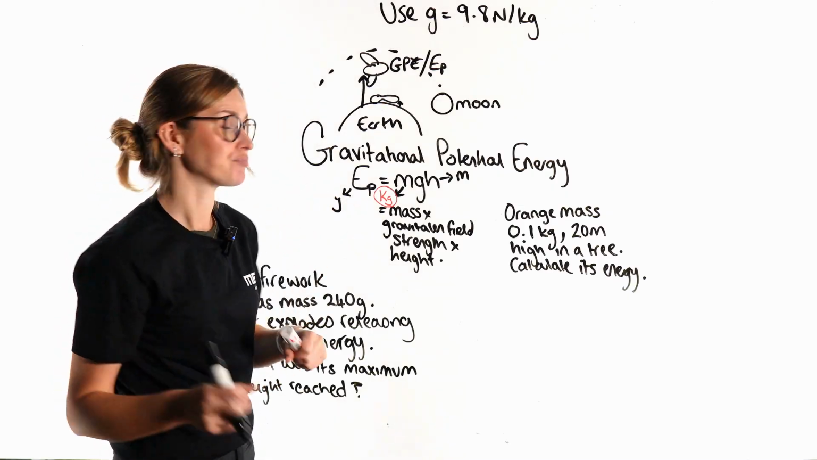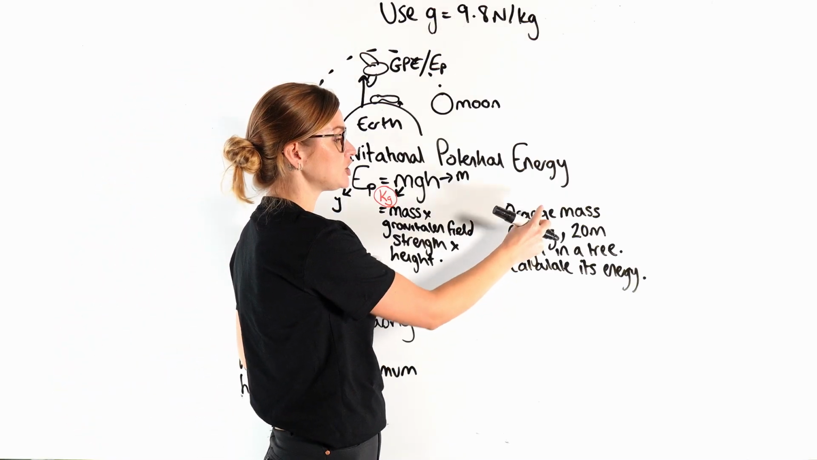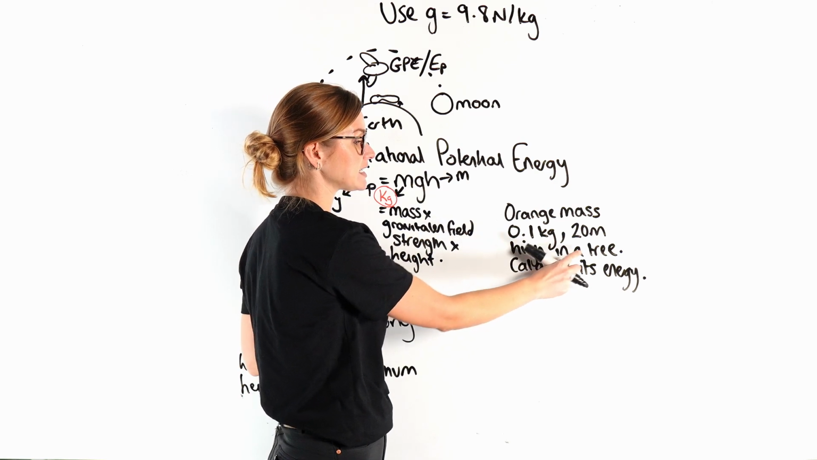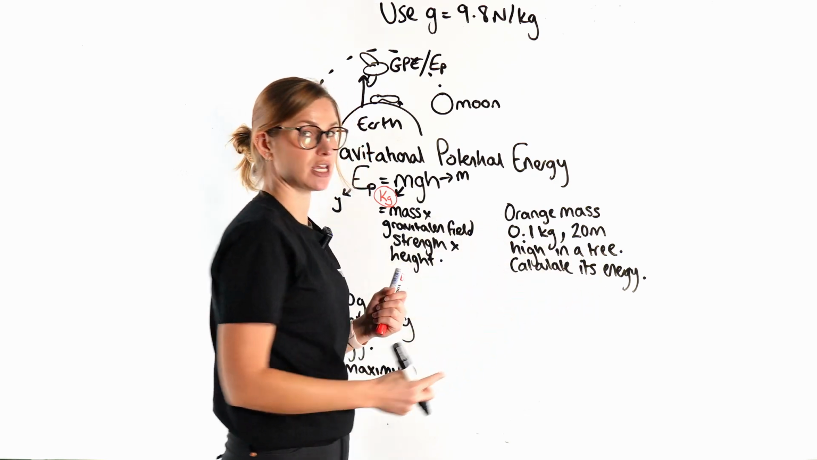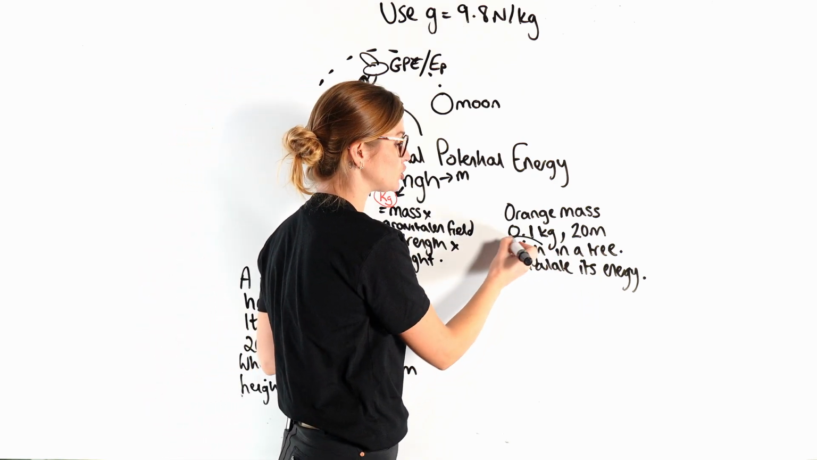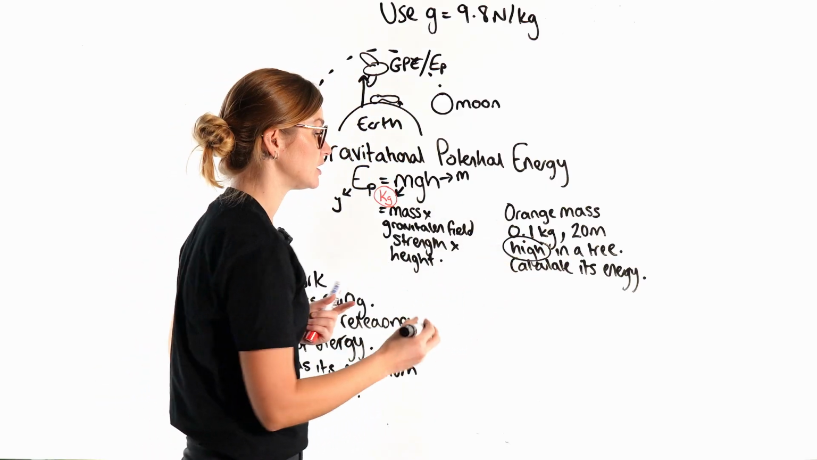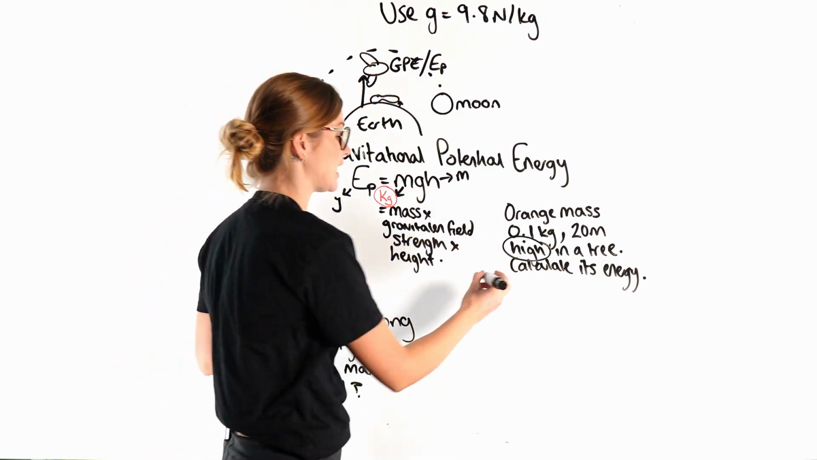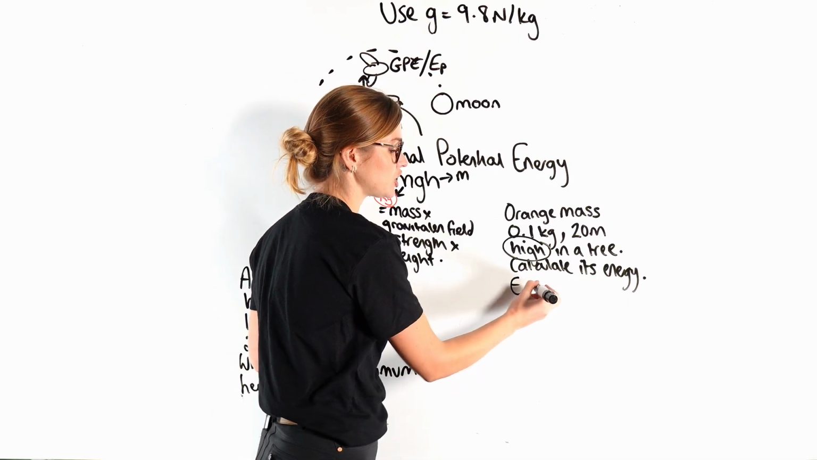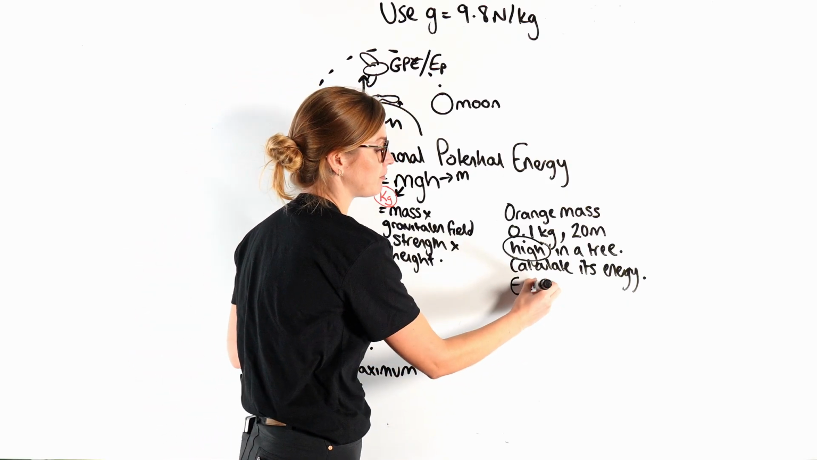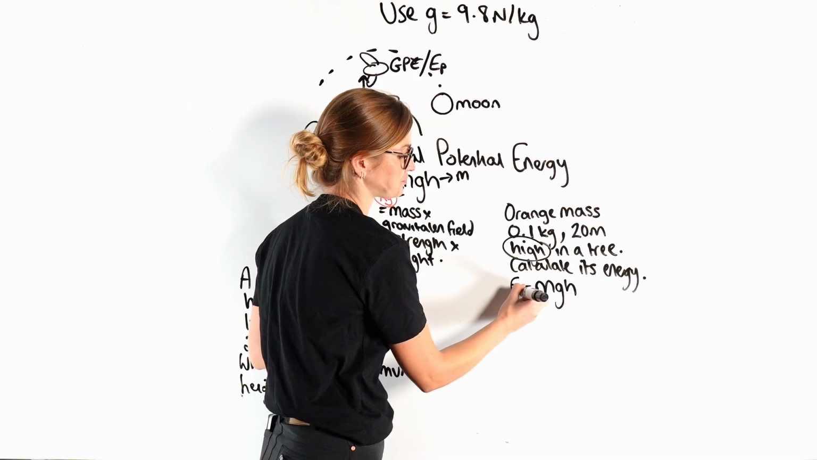So let's have a go. Let's say we've got an orange. There's its mass and its height in a tree. Calculate its energy. So I'm thinking if something is high up in a tree, that's my buzzword, I know that it's got gravitational potential energy. So I know to look at my formula sheet and I see the equation for gravitational potential energy, or I remember mighty God in heaven, mgh.